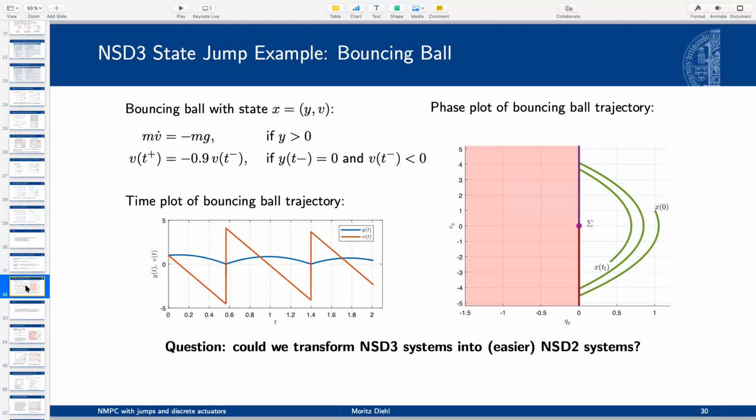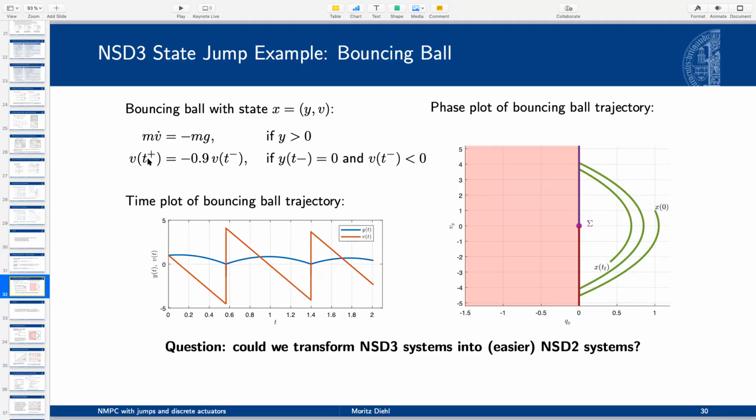A nice example to imagine is a bouncing ball. Think of a basketball. It has a state of two variables. I call them y, the height, and v, the velocity. Then we have Newton's law describing the dynamics. And if y is bigger than zero, then Newton's law is just followed, so you're above the ground.